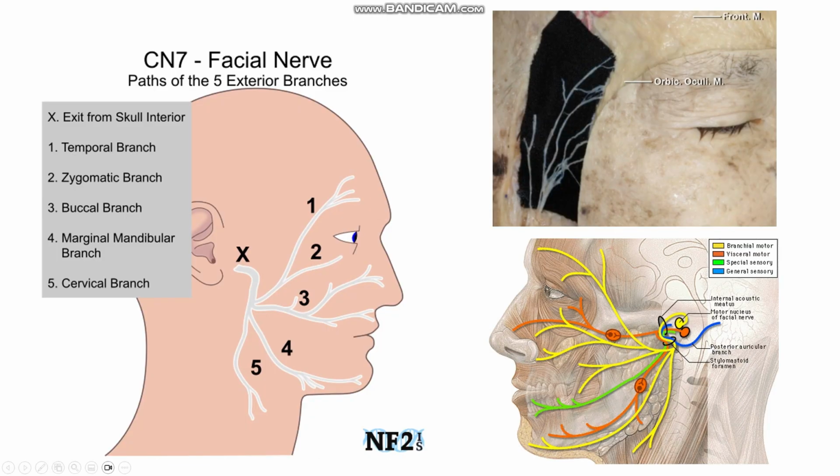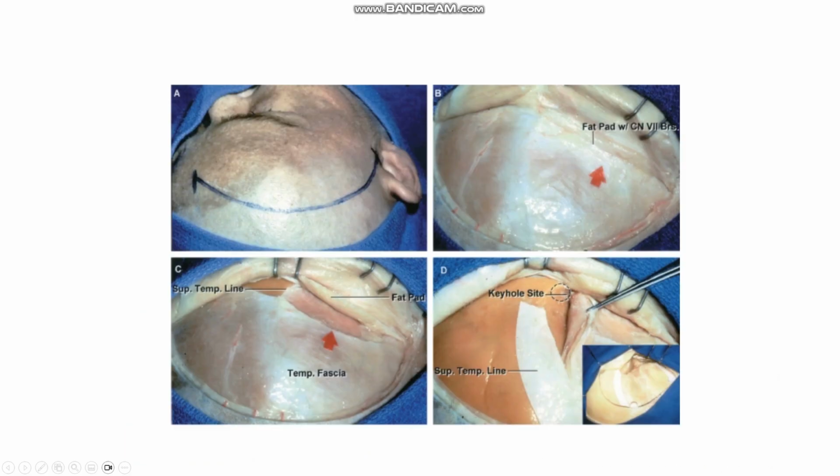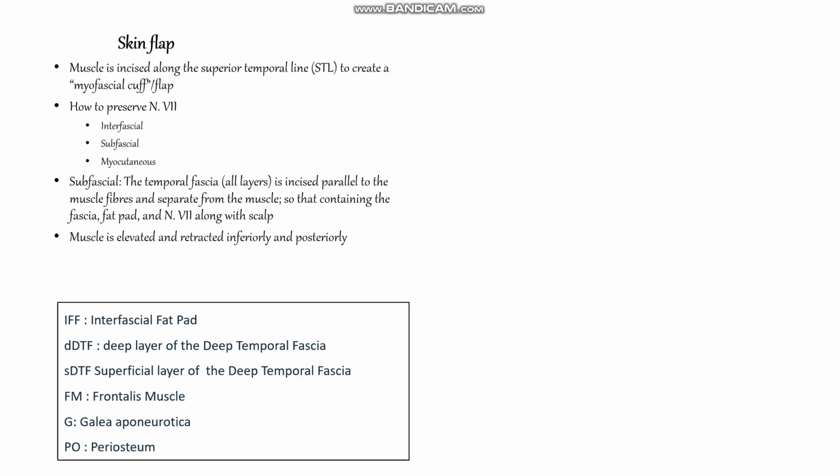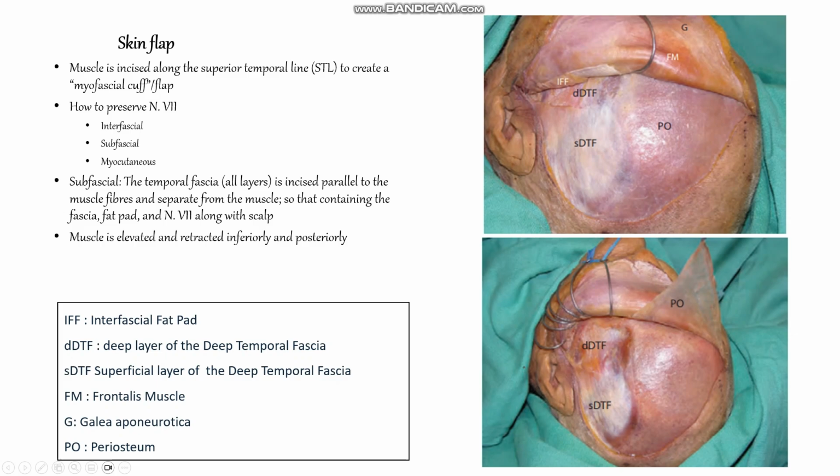So we can see this is the seventh nerve. It runs along the fat pad, and this fat pad will be dissected. So how to avoid it? The muscle should be incised along the STL to create a myofascial cuff or flap. And there are three ways to preserve the seventh nerve. The first is interfascial, the second is subfascial, and the third is myocutaneous.